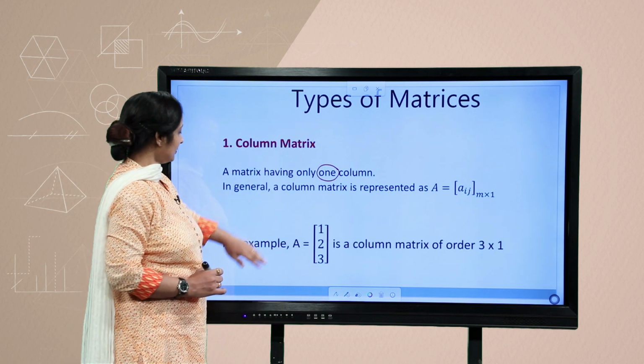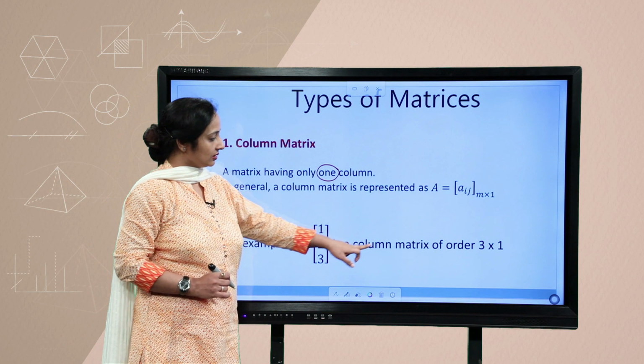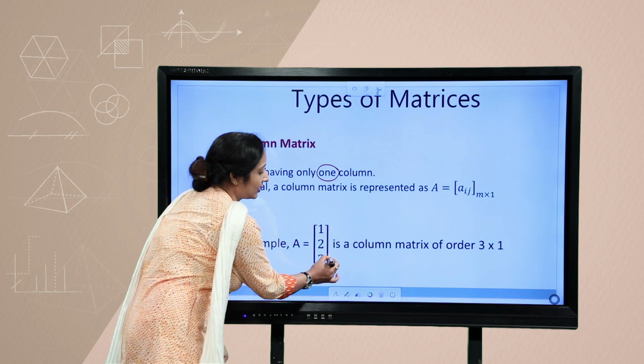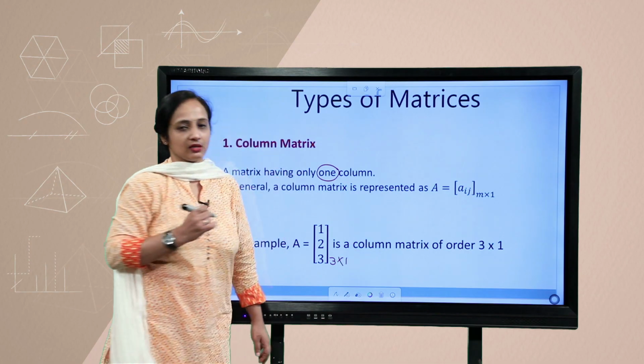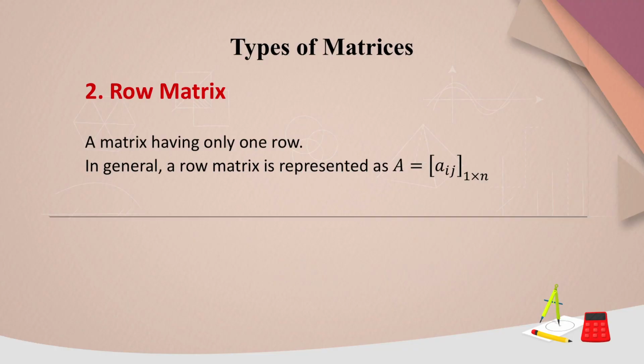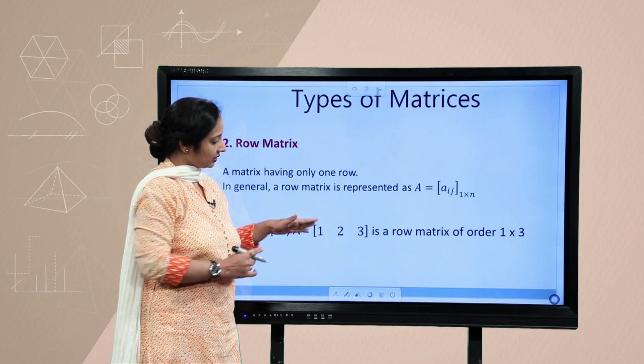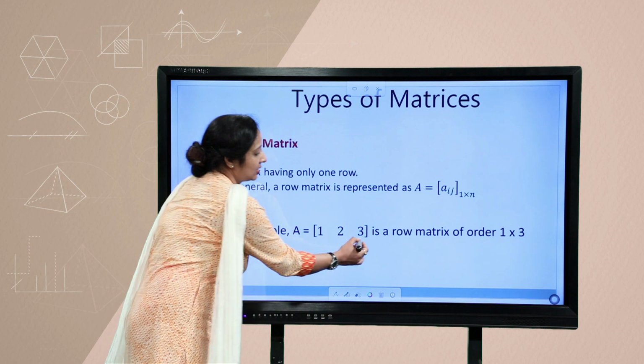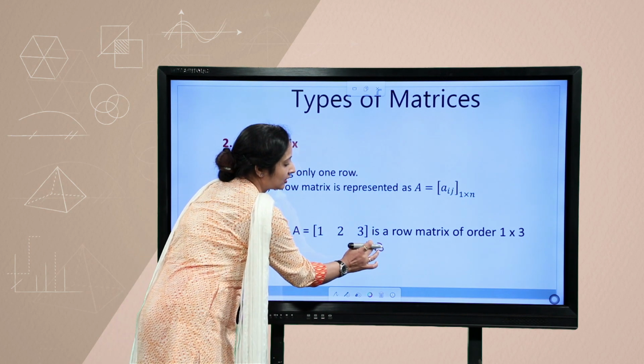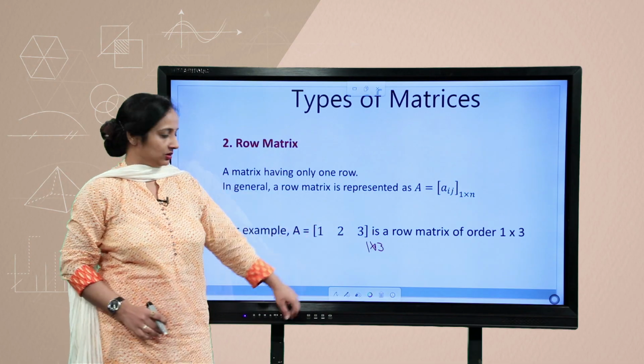For example, A is equal to 1, 2, 3 is a column matrix of order 3 by 1. It has 3 rows but a single column. So the next matrix is the row matrix. A matrix having only one row is known as a row matrix. In general, a row matrix is represented as A is equal to [aij] 1 by n. 1 is the number of rows, n is the columns. For example, a matrix like this, 1, 2, 3 written horizontally, is a row matrix of order 1 by 3. It has got 1 row but 3 columns.